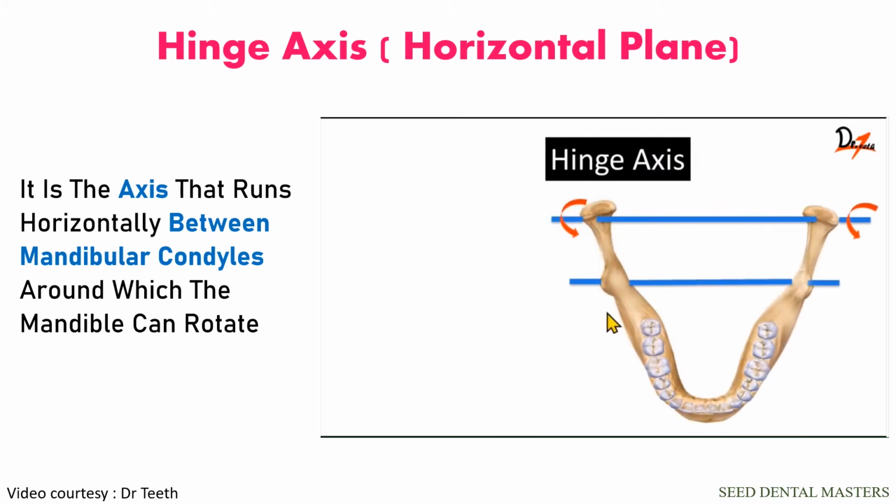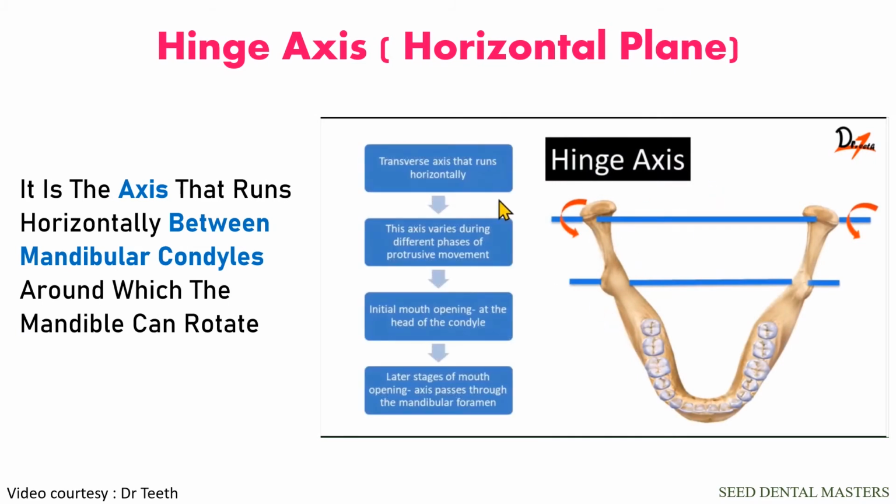Let's see what is hinge axis. Hinge axis is the transverse axis that runs horizontally from one side of the condyle to the other side of the condyle, or from one side of the mandible to the other side of the mandible. Now this axis varies during different phases of movement.